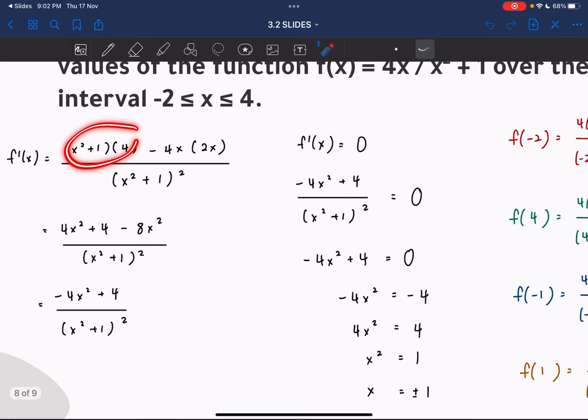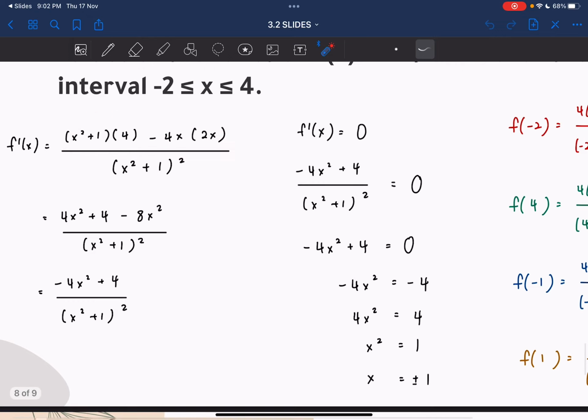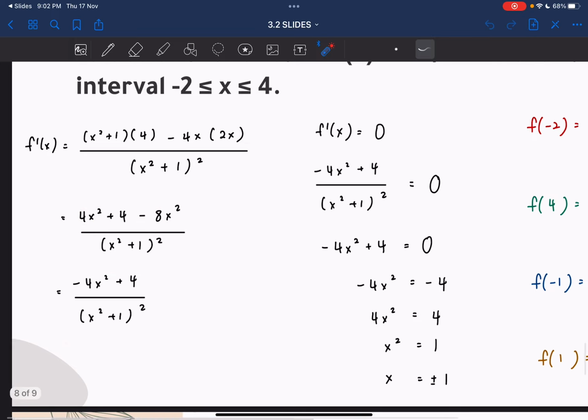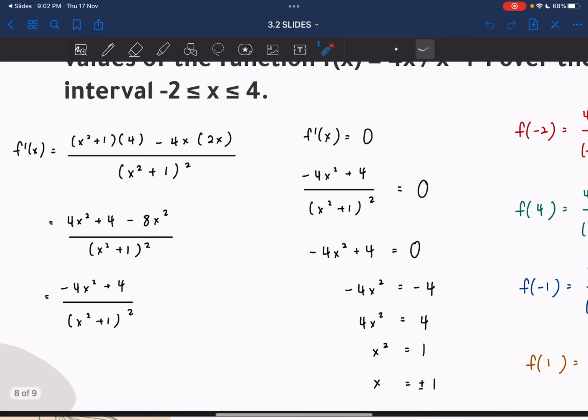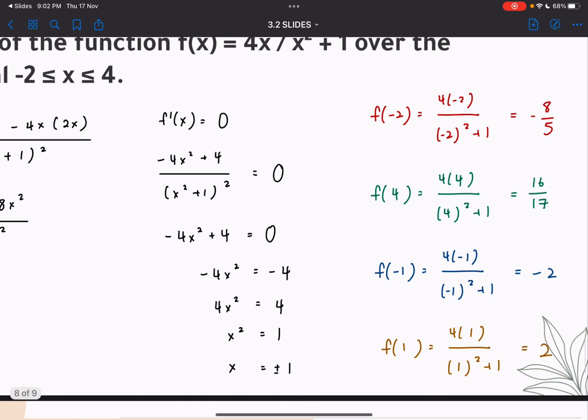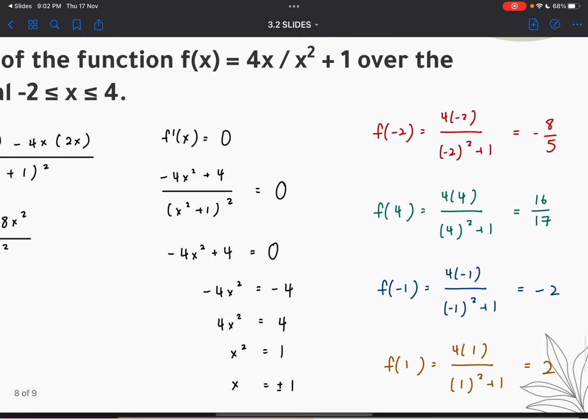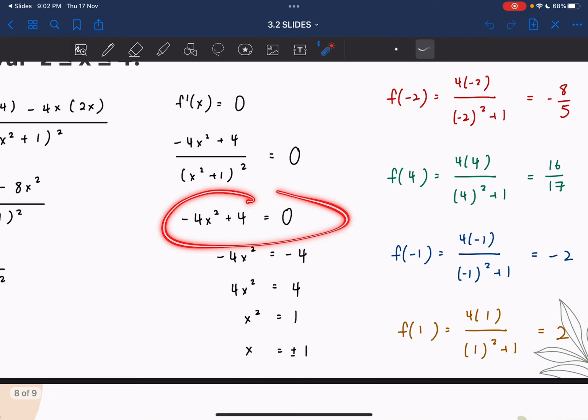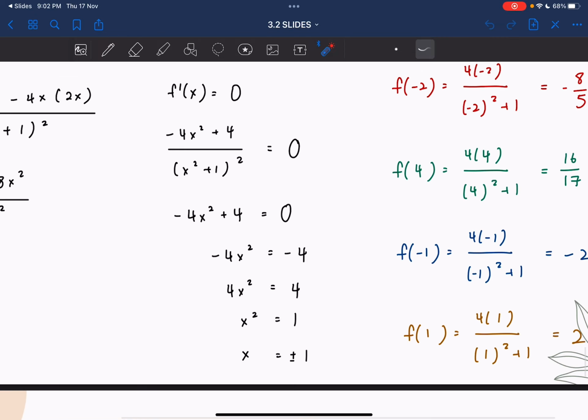Then you expand your brackets and you get 4x² + 4 − 8x². Then you collect the like terms and you end up with your simplified derivative, which is (−4x² + 4) / (x² + 1)². Then you set your derivative equal to 0. When you set it equal to 0, you have to know that we only need to consider the numerator when we have a fraction. So you put −4x² + 4 = 0, and then you isolate to find your critical number, which is ±1.